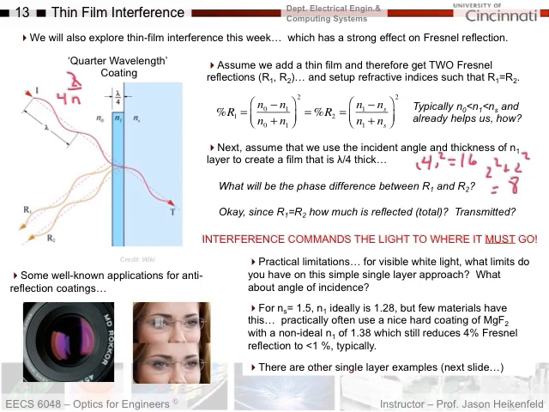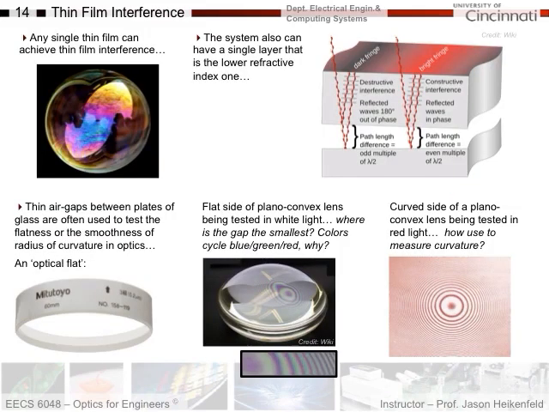There's also other single layer examples which are important in optics as well. So any thin film can achieve thin film interference. You can see the soap bubble here, we'll talk about at the end. The system can also have a single layer that is the lower refractive index. So if I have glass, glass, and an air gap in between, you can see the air gap's wider here, shorter here, and as a result, I would see fringes between these two materials.